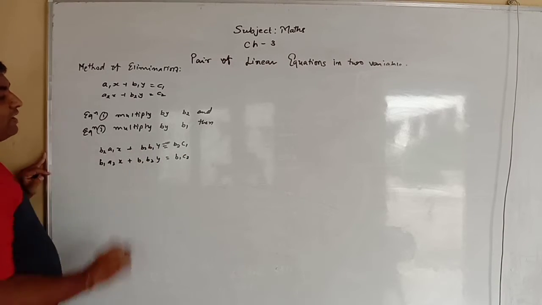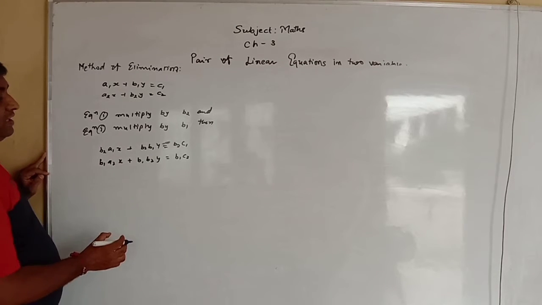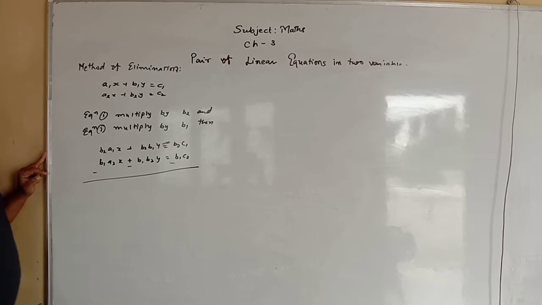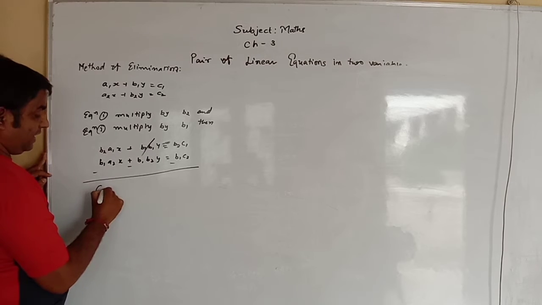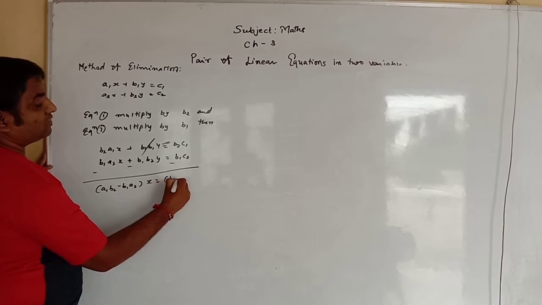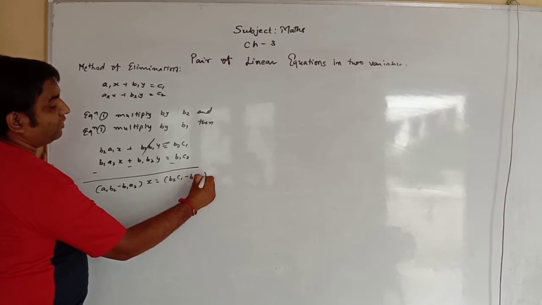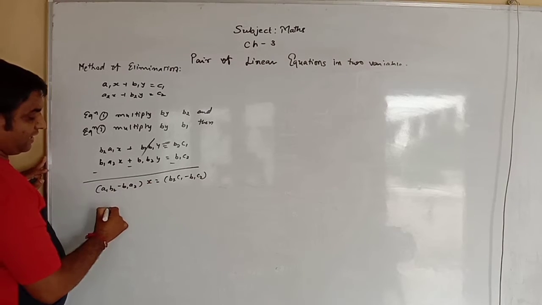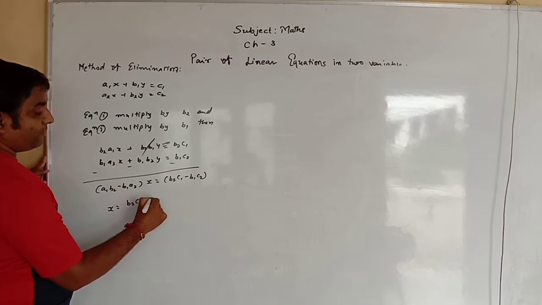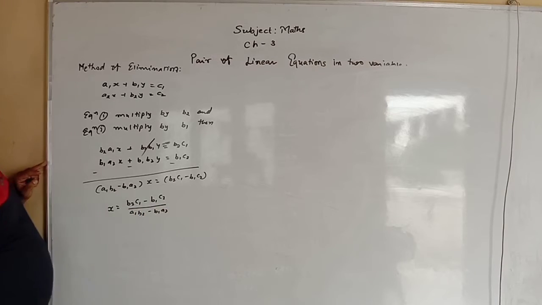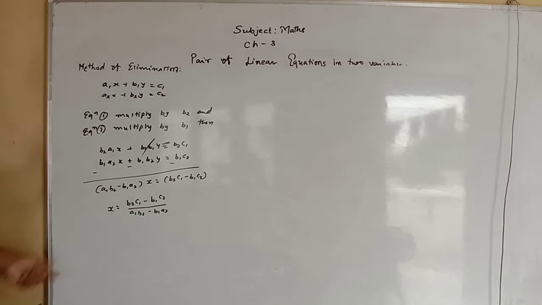Here we can see that the y coefficients are equal and have the equal sign. So to eliminate them we have to subtract them. Either add or subtract, we have to do it. Then we subtract them and we get (a1 b2 minus b1 a2)x equals b2 c1 minus b1 c2. Now we get a linear equation in one variable. So to solve this, we get the x value: b2 c1 minus b1 c2 upon a1 b2 minus b1 a2. Now substitute this value in the equation, then we can get the other variable y.